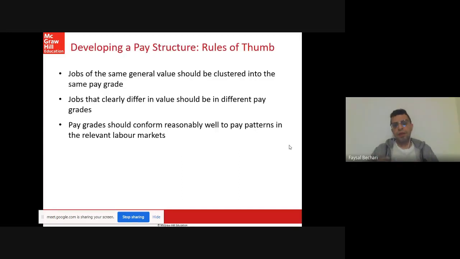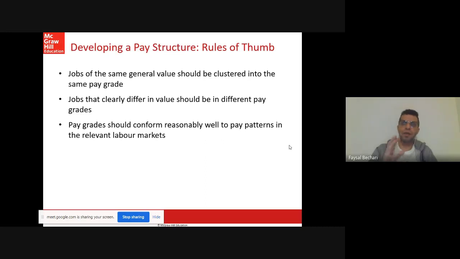Now, there is a rule of thumb. Jobs of the same general value should be clustered into the same grade. So there is a certain value for these jobs, and you cluster them all in one. The values could fluctuate a little bit, but it's all in one cluster. Jobs that clearly differ in value should be in a different pay grade.